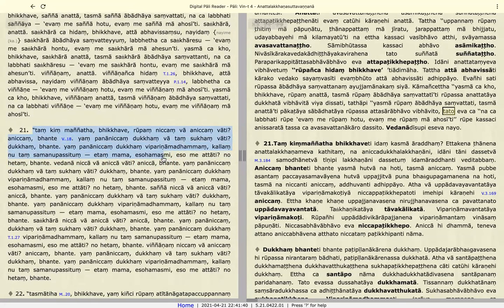Okay, let's go to the original Pali text. "Taṁ kiṁ maññatha bhikkhave?" This is very obvious. "What do you think?" "Rūpaṁ niccaṁ vā aniccaṁ vā ti?" Is rupa permanent or impermanent? At the time, the group of five answered, "Aniccaṁ, bhante." Then, "Yaṁ panāniccaṁ dukkhaṁ vā taṁ sukhaṁ vā ti?" Here we see the "yaṁ" and "taṁ".